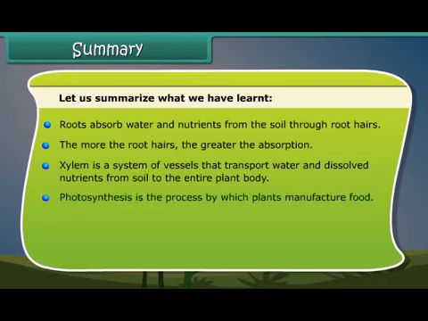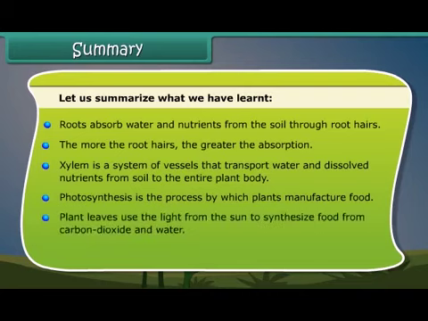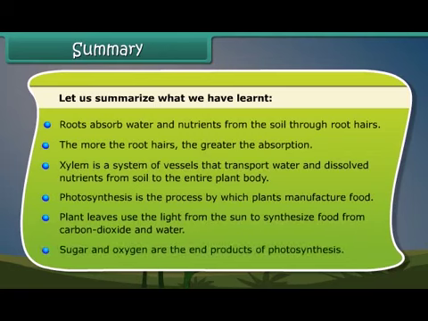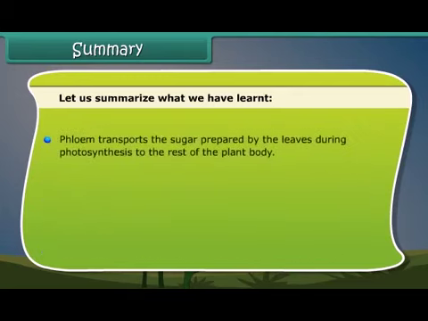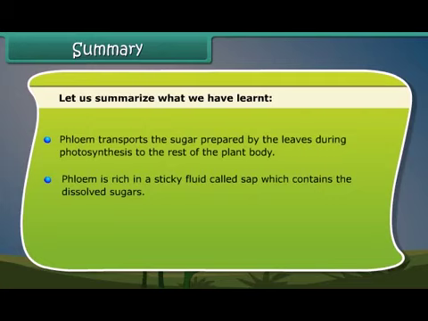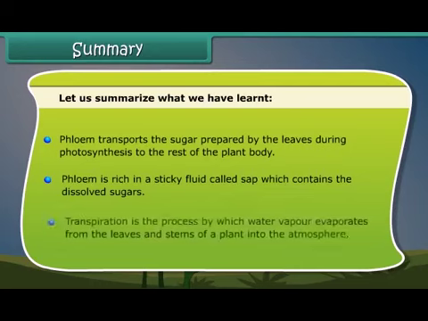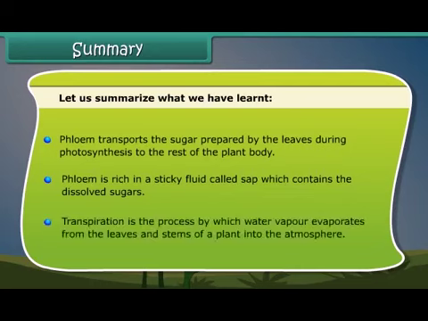Photosynthesis is the process by which plants manufacture food. Plant leaves use the light from the sun to synthesize food from carbon dioxide and water. Sugar and oxygen are the end products of photosynthesis. Phloem transports the sugar prepared by the leaves during photosynthesis to the rest of the plant body. Phloem is rich in a sticky fluid called sap, which contains the dissolved sugars. Transpiration is the process by which water vapor evaporates from the leaves and stems of a plant into the atmosphere.